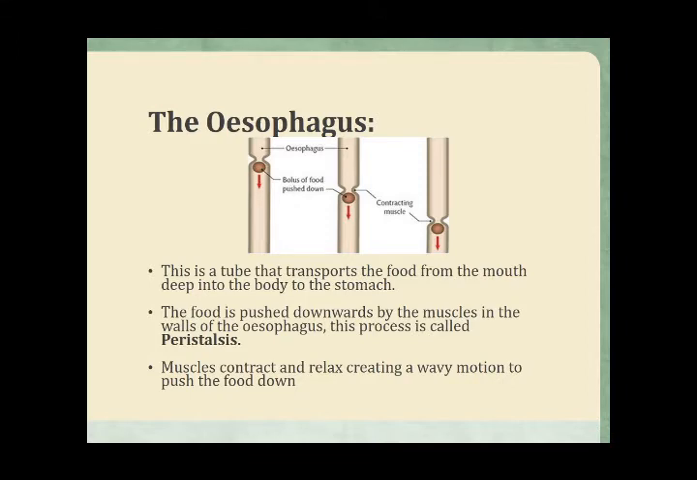Now the esophagus. The esophagus is the tube that transports the food from the mouth deep into the body, to the stomach. It is not just a straw or tube. It is a tube with muscles, so it is able to squeeze behind the food to push the food down. Similar to the action when you use toothpaste, you use your fingers and push the toothpaste towards the opening so that the toothpaste can get out.